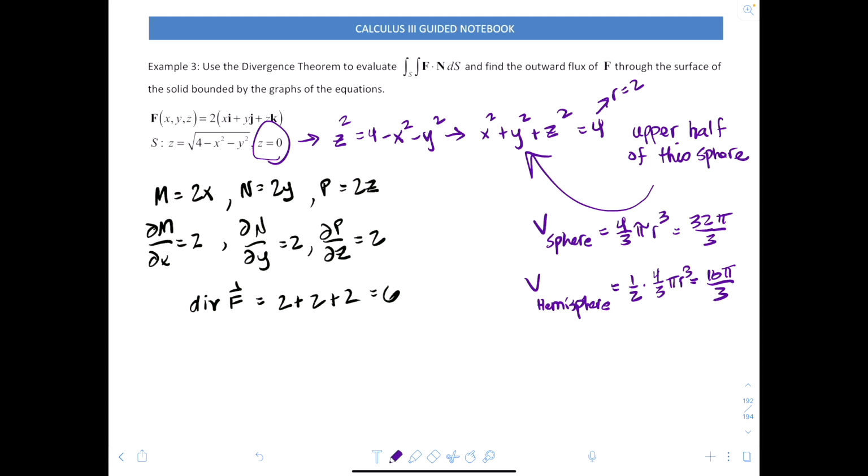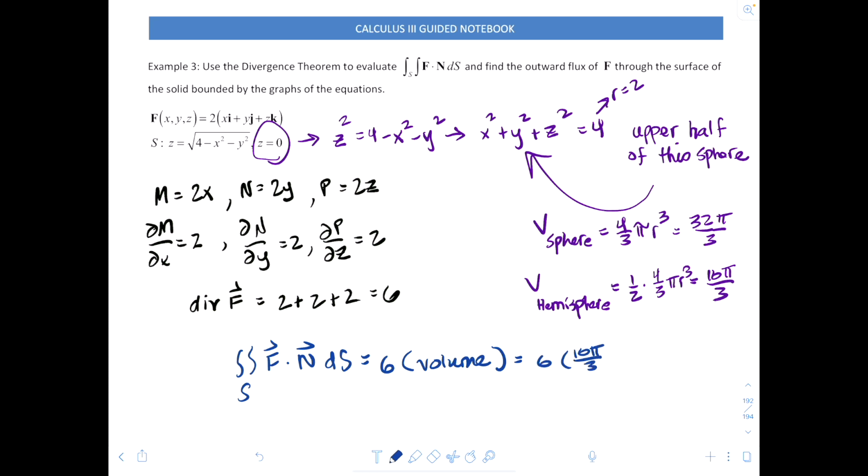So that means we would get what? So that means our integral over our surface of F dot n dS would be equal to 6 times the volume, which is equal to 6 times 16 pi over 3, which is going to be 32 pi. Cool, cool?